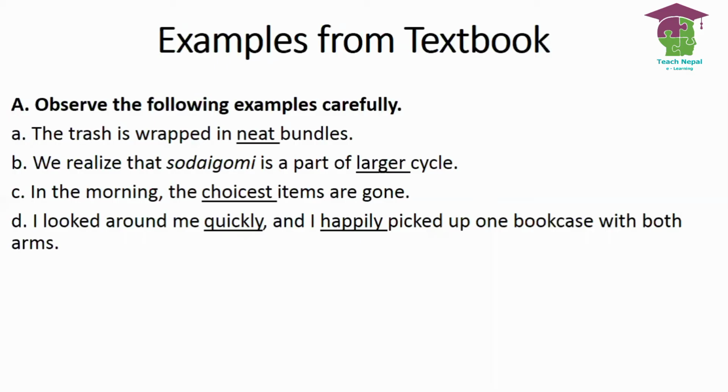So here you can find out which are the adjectives and which are the adverbs. The ones which have come before the noun are adjectives, and the ones which have come after the verbs are what are called adverbs. So neat, larger, choicest, these are the adjectives, and quickly, happily, these are the adverbs mentioned there.